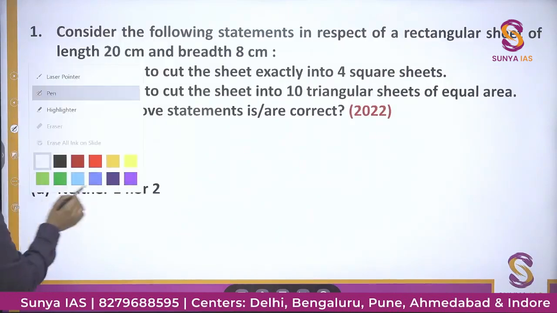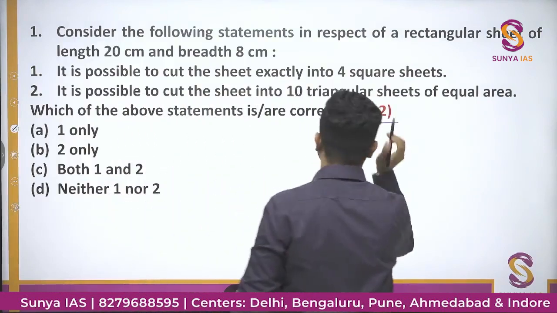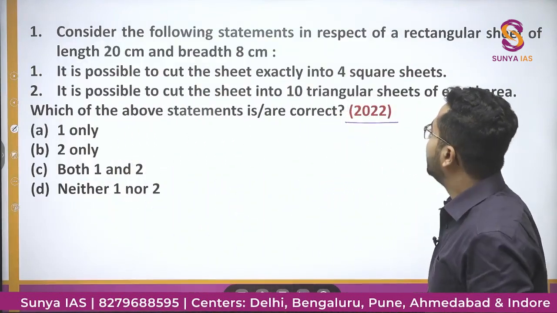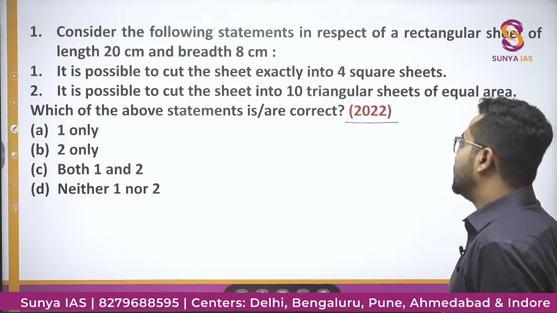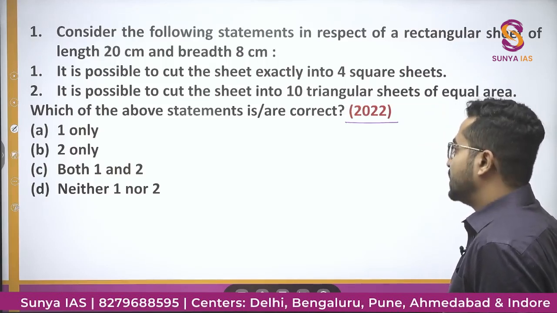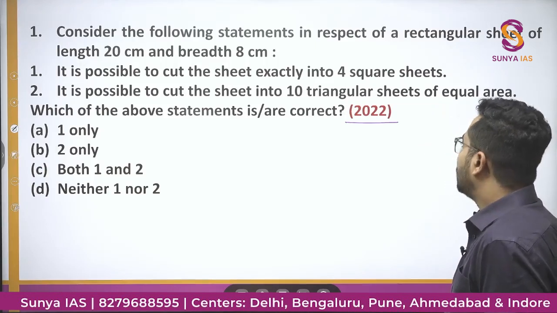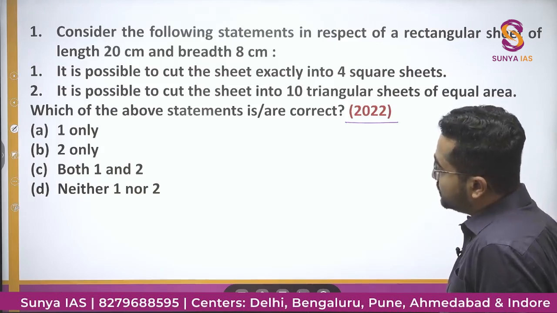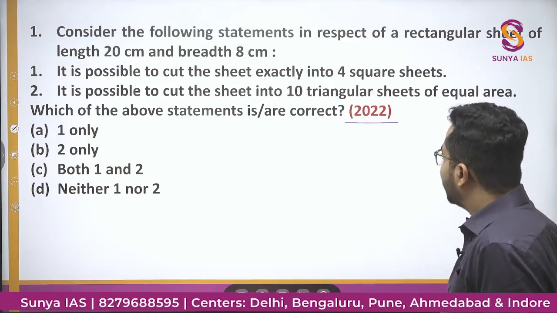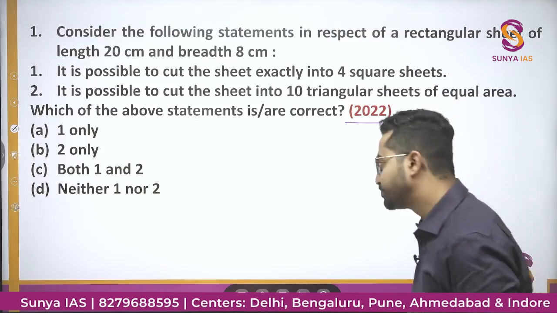So this question has been asked in the year 2022. Consider the following statements in respect of a rectangular sheet of length 20 cm and breadth 38 cm. So they have given you one statement. Now they are asking, it is possible to cut the sheet exactly into 4 square sheets. And another is, it is possible to cut the sheet into 10 triangular sheets of equal area. Which of the above statements is/are correct?